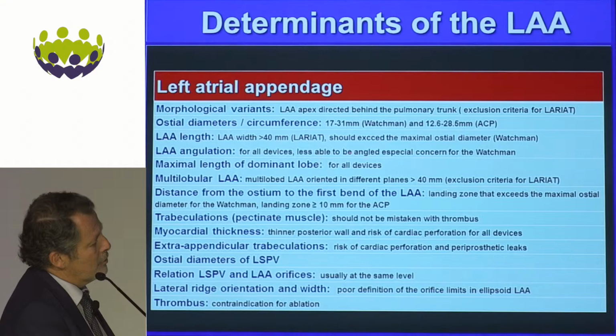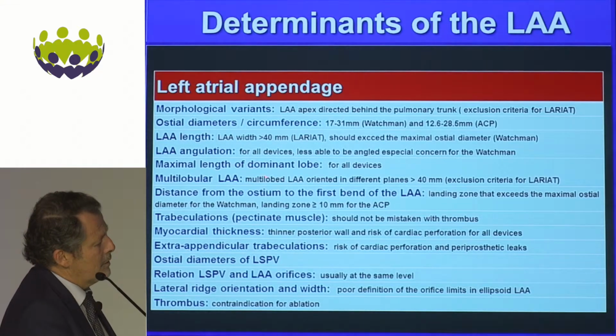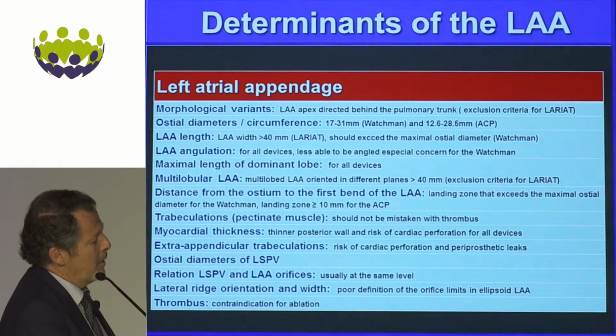should exceed the maximal ostial diameter for the Watchman. The angulation of the left atrial appendage is also important for all devices. Less able to be angled, especially concerning for the Watchman. The maximal length of the dominant lobe is important for all devices. The multi-lobe appendage oriented in different planes may be an exclusion criterion for the Lariat.